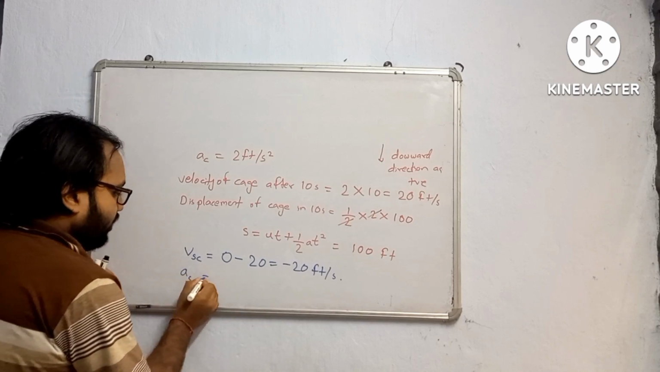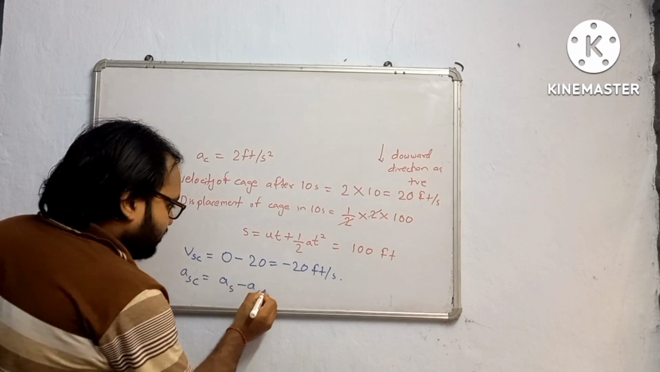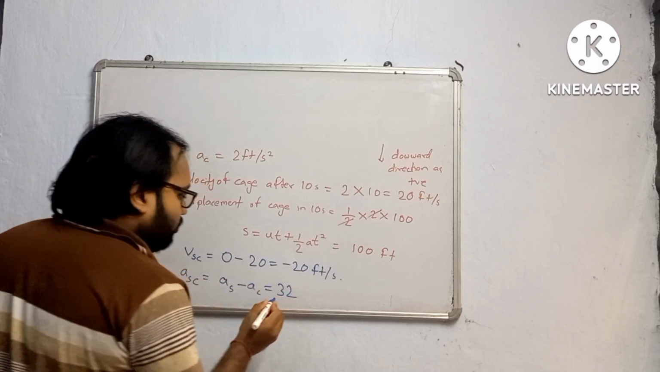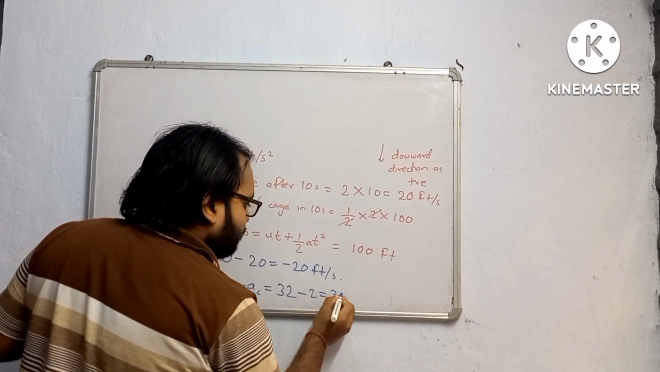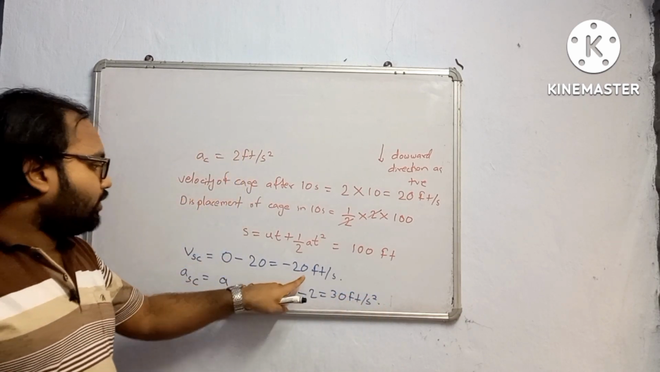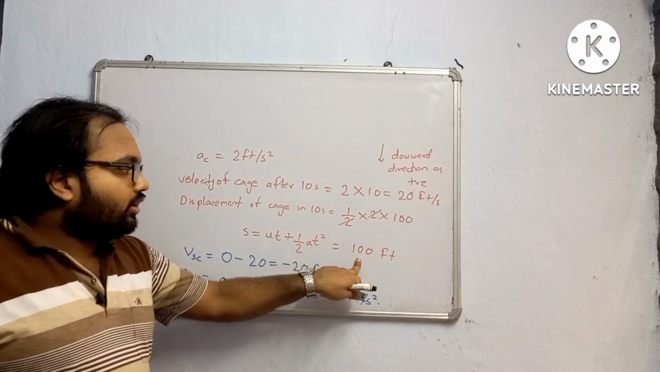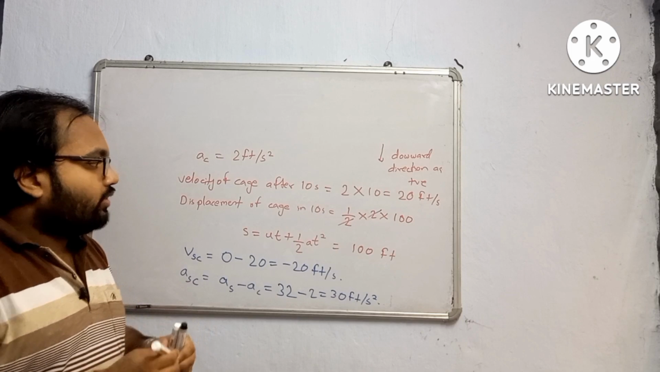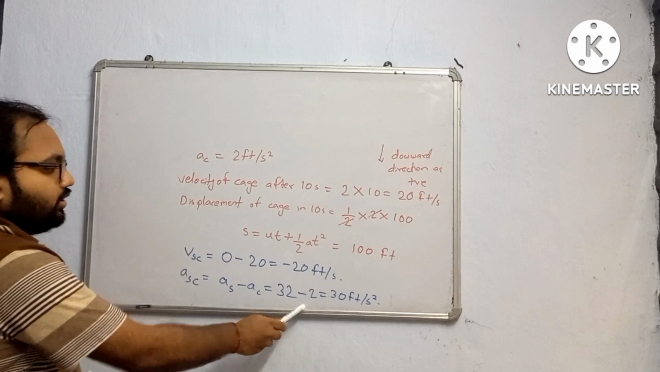Acceleration of stone with respect to cage. What is acceleration of stone? That is acceleration of stone minus acceleration of cage. Acceleration of stone is acceleration due to gravity. That will be 32 feet per second square minus 2, that is equal to 30 feet per second square. We have got velocity and acceleration with respect to cage. The distance that stone will travel is 100 feet in positive direction, as downward direction we have taken as positive. Now we will write the formula S is equal to ut plus half at square to get the time.